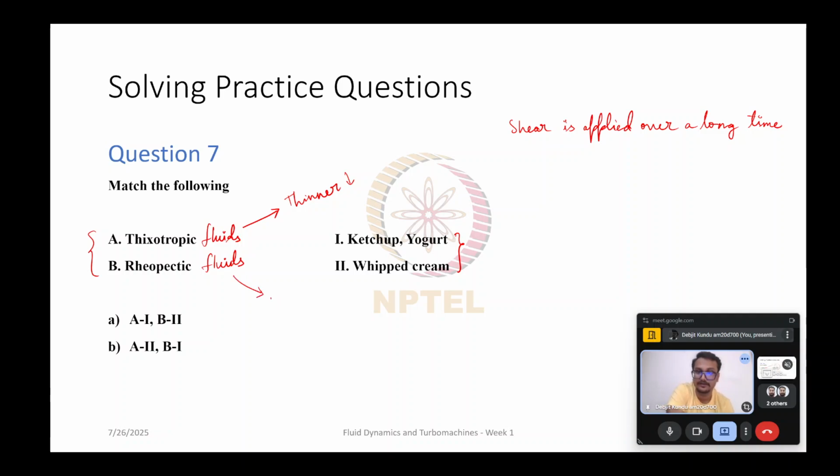And rheopectic is if the viscosity goes up, it becomes thicker. So I have defined the terms for you. You think about the options. So ketchup or yogurt, if you keep stirring, does it become option A, right?